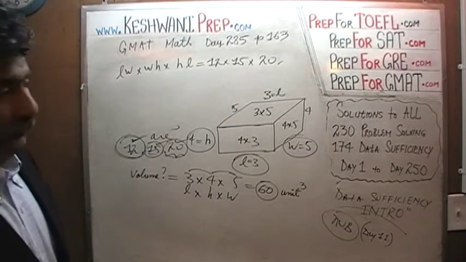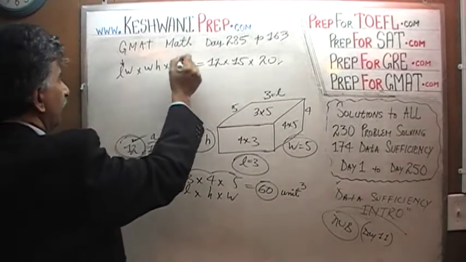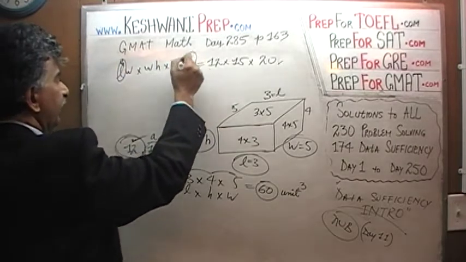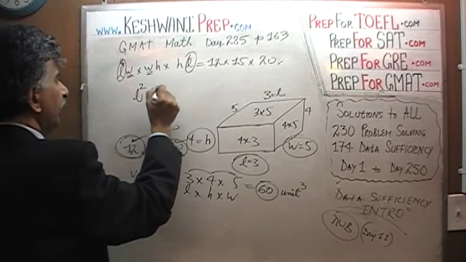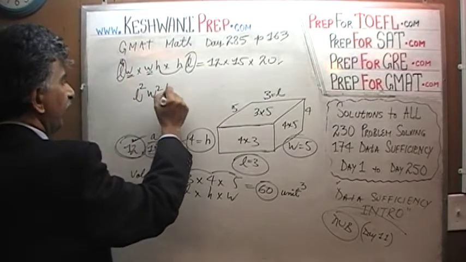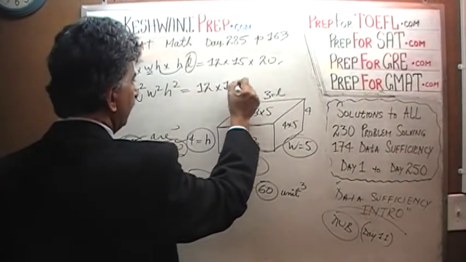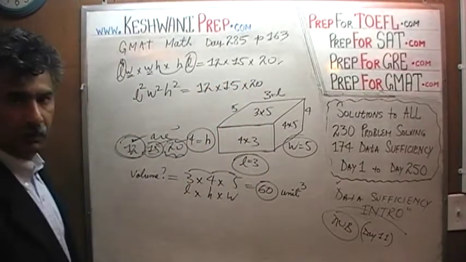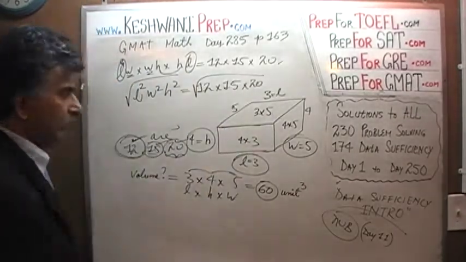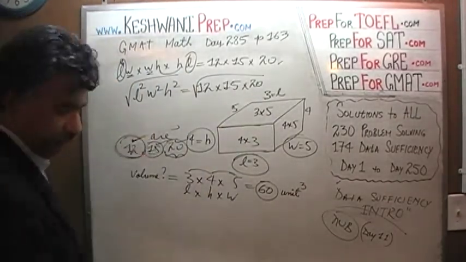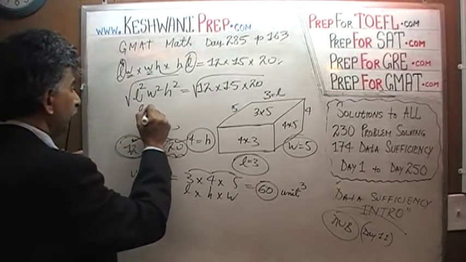Okay, now what are you supposed to find here? We see a length and a length. Length times length is length squared. I see a width and a width, that's width squared. I see a height and a height, that's height squared. And that quantity equals 12 times 15 times 20. Let's take a square root of both sides, shall we? When we take a square root of both sides, what do we get here? The square root of L squared times W squared times H squared is simply L, W, and H.